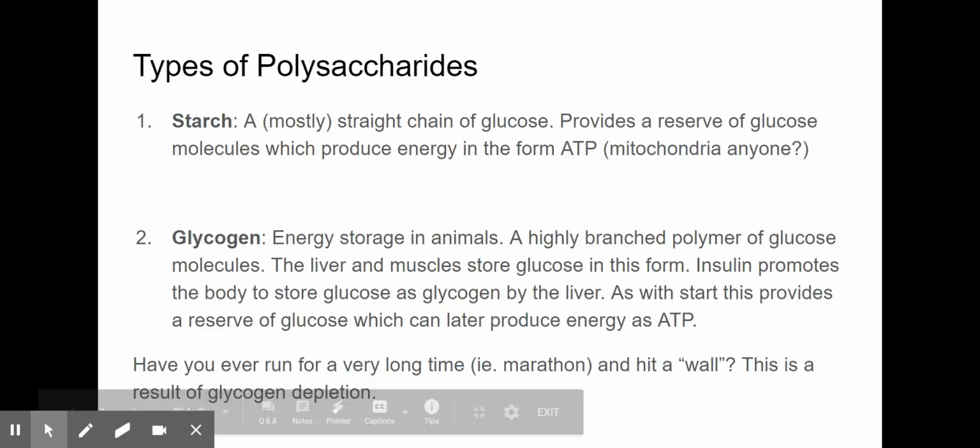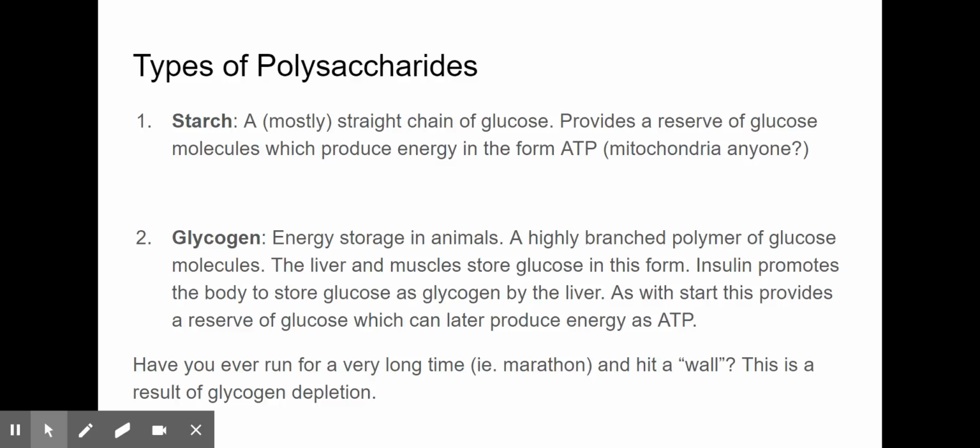So starches are mostly just a straight chain of glucose. Glucose is what we're going to use to produce ATP, a reaction in the mitochondria. And starch is just a big, mostly straight chain with one or two branches off of it. It provides a reserve of those glucose molecules. So that's great. It's helpful.